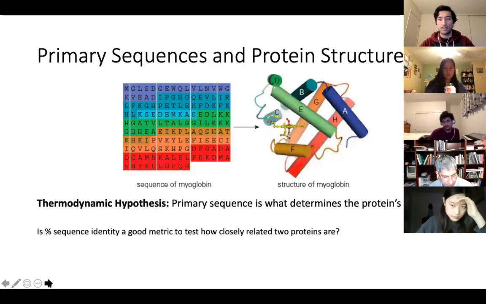With that, I think a good starting point for understanding protein evolution is just understanding the relationship between primary structure and the actual physical structure of the protein. At this point in the course, I think all of you are pretty well versed in this: the primary structure is essentially what determines what the protein will look like through a sequence of many steps involving secondary structure, tertiary structure, and in some cases quaternary structure as well.